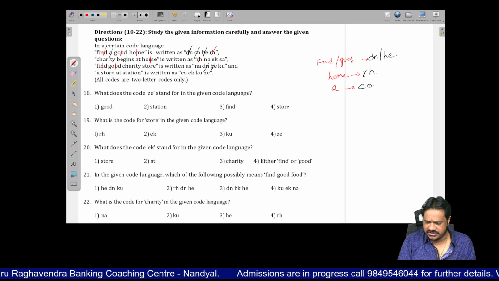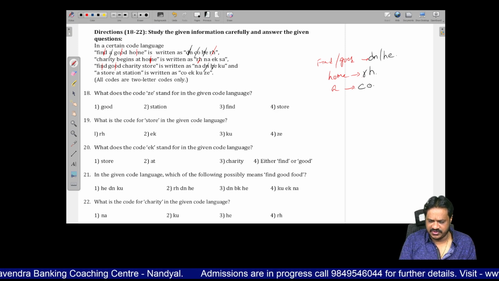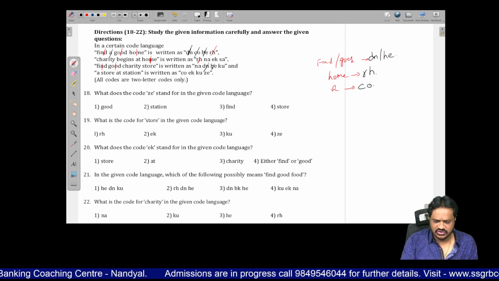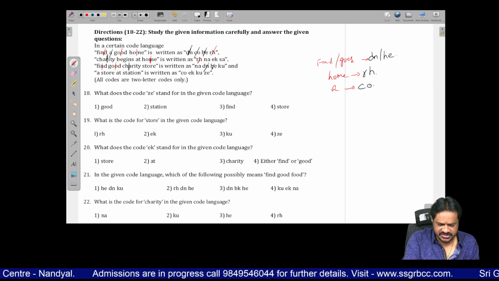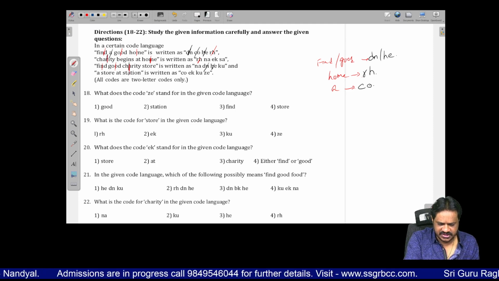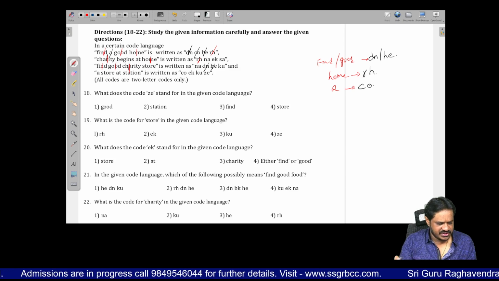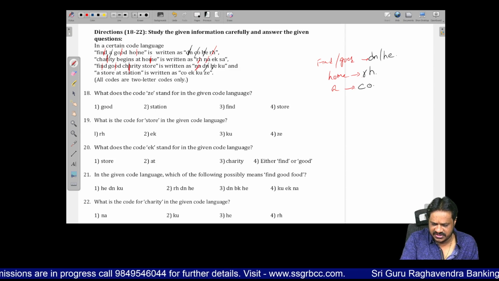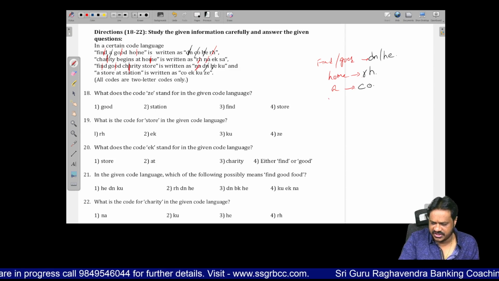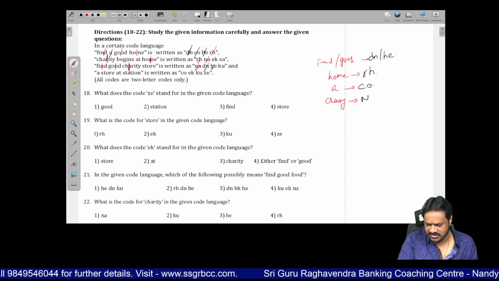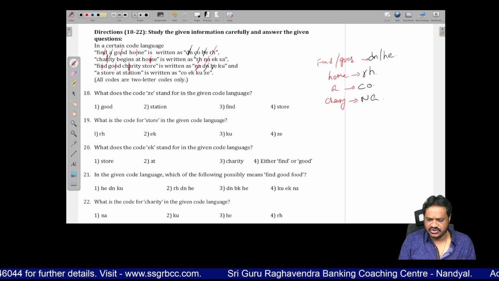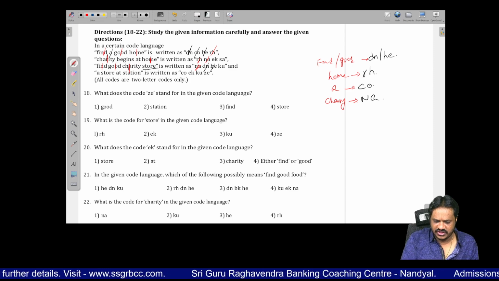Charity begins at home. So already home is over. Now we can see the word charity in second and third. In second and third, NA is there. So charity code is NA.